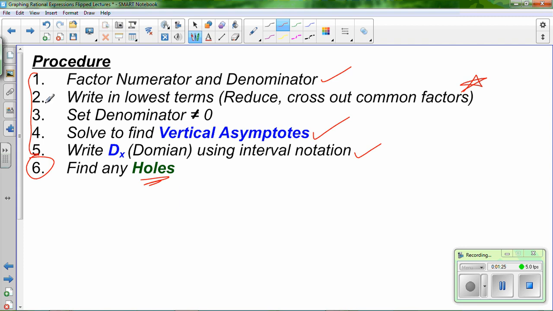So if you go to your notes, you can either rewrite this as a whole new thing, or you could go back and add to what you had before. And step number 6 here is find any holes. And that's really what we're discussing in this lecture. Now we're going to be adding 7, 8, 9, 10 to this as we go on throughout this chapter. So finding holes, and as I mentioned, this really comes from crossing out common factors. So let's talk about that.